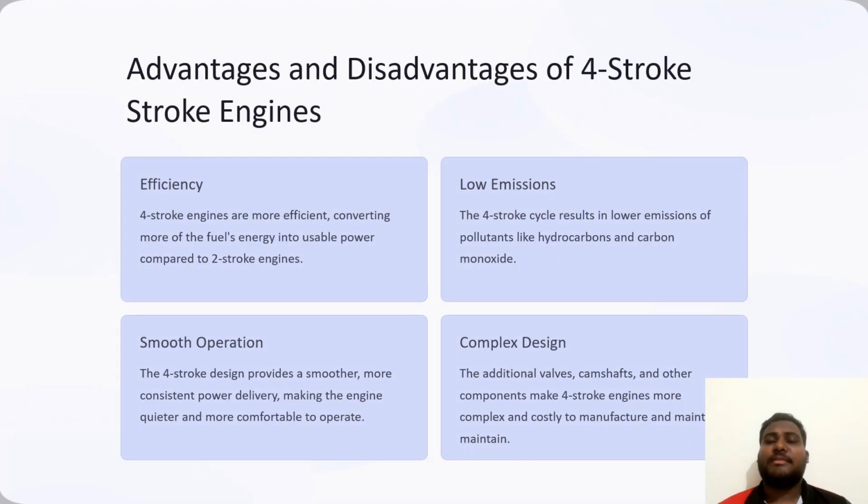The advantages and disadvantages of the four-stroke diesel engine or petrol engine. Efficiency: four-stroke engines are more efficient, converting more of the fuel energy into usable power compared to the two-stroke engine. Lower emissions: four-stroke engines result in lower emissions of pollutants like carbon dioxide, carbon monoxide, and hydrocarbons. Smooth operation: the four-stroke diesel engine provides smoother and more consistent power delivery, making the engine more comfortable to operate.